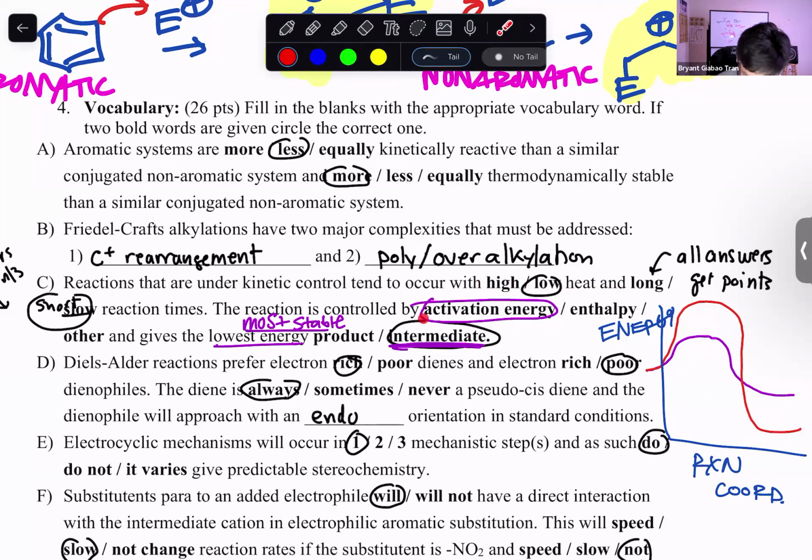It's also controlled by activation energy because it has to go over that hump from the energy and time. And then the thermodynamic product is going to give us the lowest energy product, aka the most stable product, which is the same thing as the lowest energy product. Right? We see that this is energy, lowest energy products here in thermodynamic. Yeah, long reaction time, lowest energy product requires more heat or energy and time.